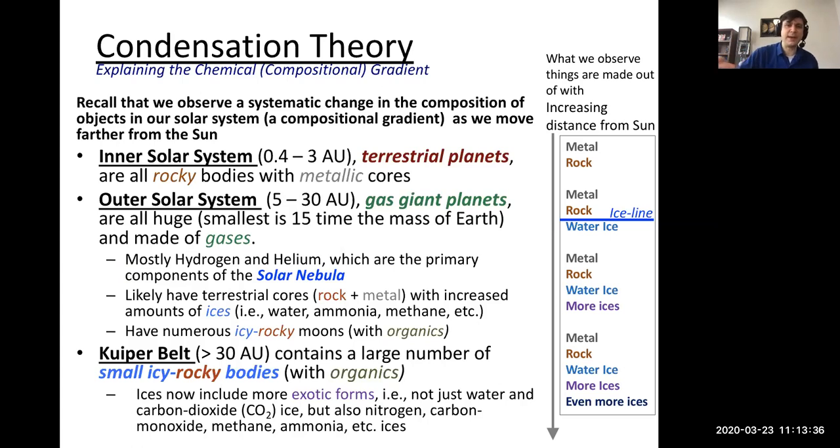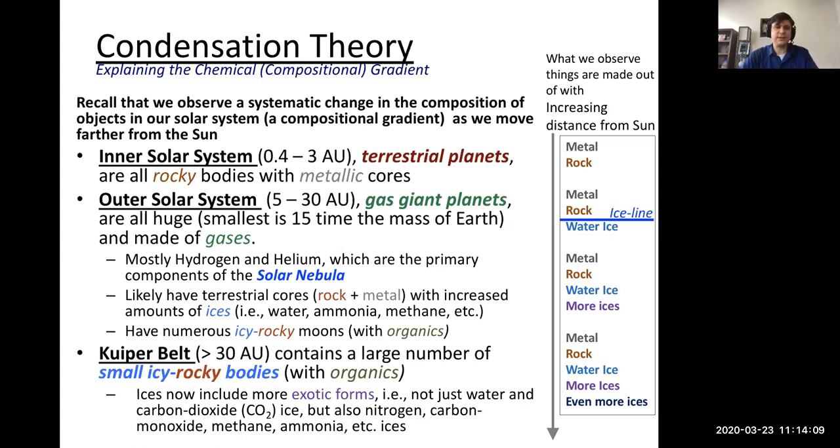As we move out past that to the giant planet region where we have the gas giant planets, we better be able to make things that are large enough to hold on to hydrogen and helium gas, making gas giant planets. And if we look at the moons of those systems, we better have water ice as a building block. Because if you look at Enceladus, or pretty much any of the moons of Jupiter and Saturn, they're about 50% metal and rock, 50% water ice. There's a smattering of other things, organics, and other ices as well.